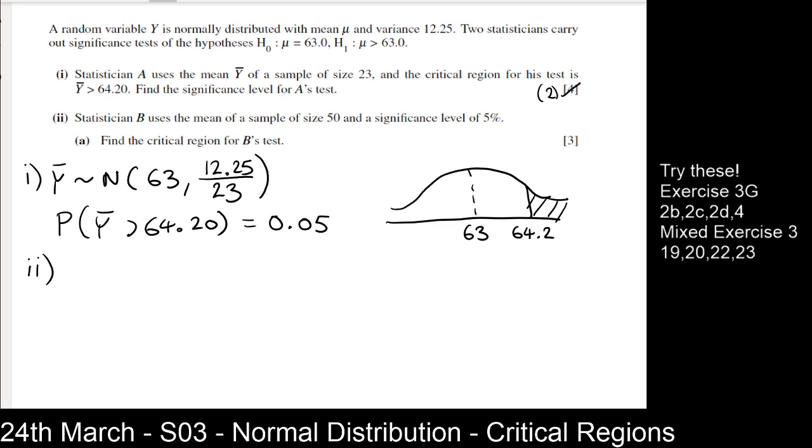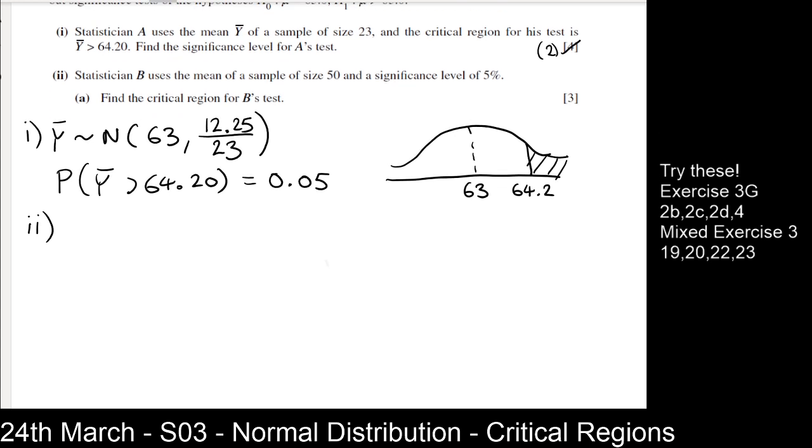So then part B, or part 2, we're told that statistician B used a sample mean of size 50 and a significance level of 5%. Find the critical region for B's test. So in this case, we write our distribution again, but now we're going to divide by 50 instead.